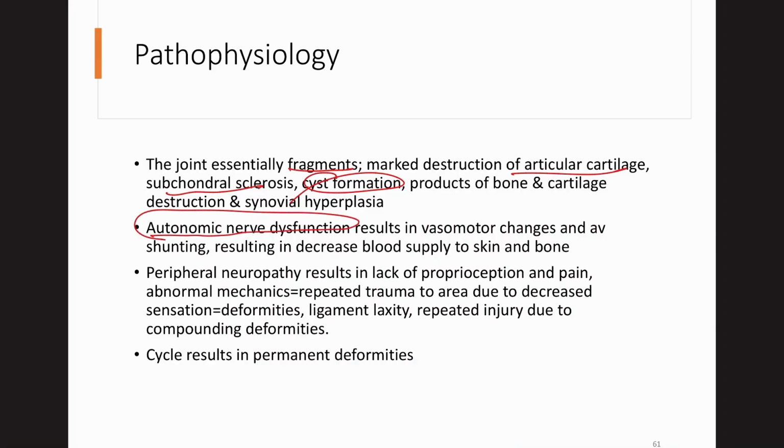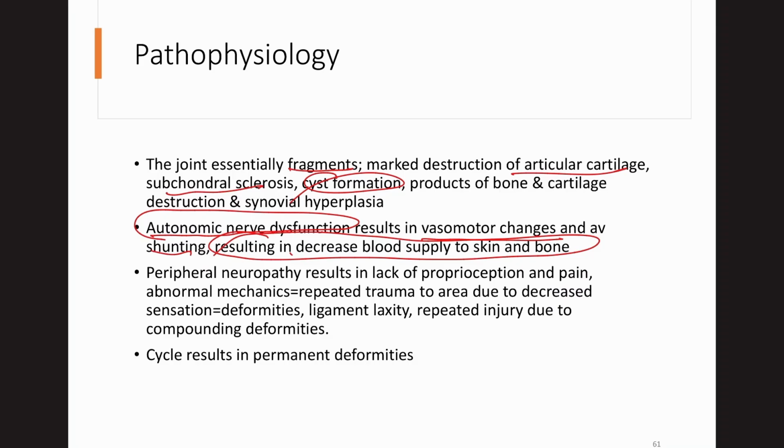Autonomic nerve dysfunction. We talked about that a lot. Who gets autonomic nerve problems? We talked about diabetics being the ones who get a lot of the autonomic dysfunction. We're dealing with peripheral neuropathy, and the most common cause is diabetes. Therefore, it would make sense that autonomic nerve dysfunction would also be a problem here, because they're mainly going to be diabetics. So they get vasomotor changes, AV shunting, and as a result, decreased blood supply to the skin and bone. We need blood to heal and repair, and if you're decreasing the blood supply to an area, they're not going to heal well.